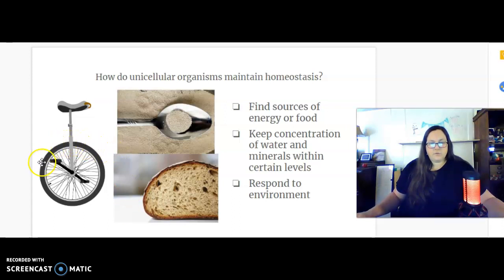I have this unicycle. What do you think? Well, uni means one. So this has one wheel. So unicellular, they have one cell.